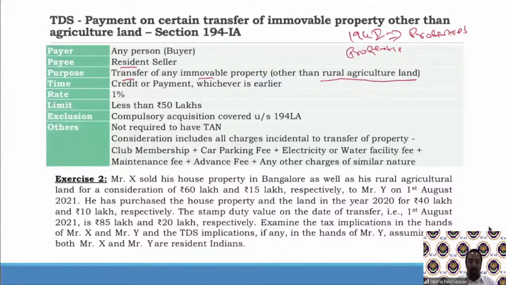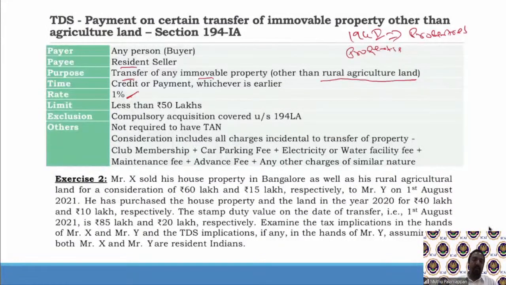So that's what you're actually calling immovable property. Now, this immovable property, whichever is being sold, is tax deductible at the credit or payment, whichever is earlier. And the tax deductible is 1%. It is not applicable if the consideration is less than 50 lakhs. That is the purchase value of the property. So if that property is less than 50 lakhs, then it is not covered.